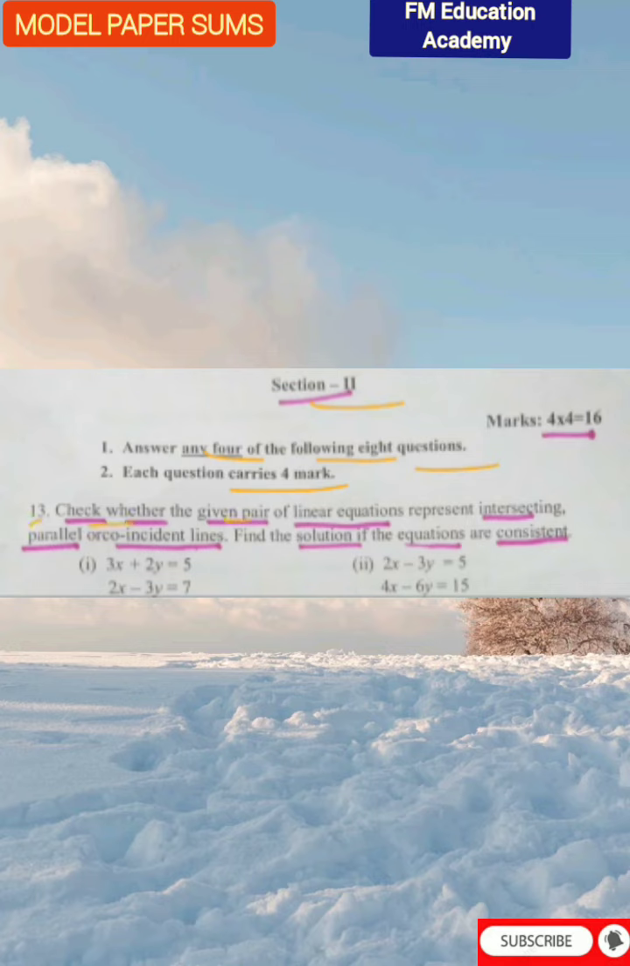Check whether the given pair of linear equations represent intersecting, parallel, or coincident lines. Find the solution if the equations are consistent. First bit is 3x plus 2y is equal to 5 and 2x minus 3y is equal to 7. Second bit is 2x minus 3y is equal to 5 and 4x minus 6y is equal to 15. So let us first find whether they represent intersecting, parallel or coincident lines, and if they have a solution, then we have to see whether the system is consistent or not.